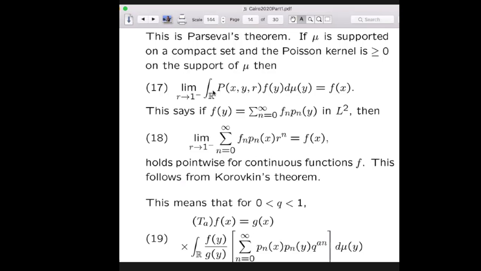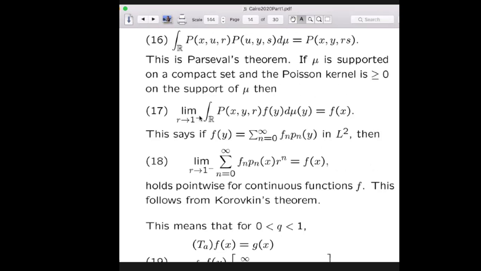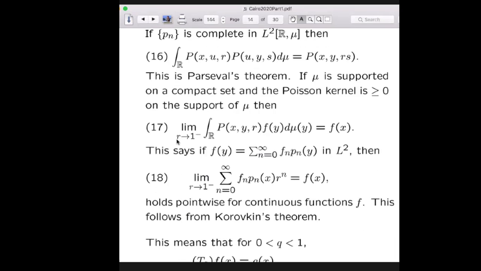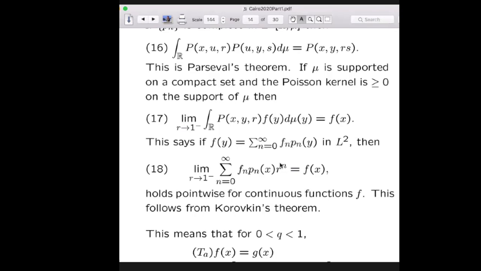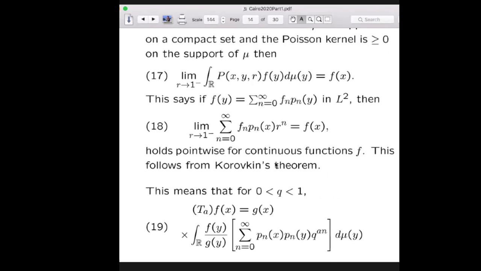And you can prove this theorem here, that if I integrate the Poisson kernel with parameter r against f d mu, and I let r tend to 1 minus, I get f. You prove this using Korovkin's theorem. This is a very old theorem. I don't know how the original proof was, but this Korovkin theorem proof we figured out. I'm not sure it's new, but this is an important fact that we use.